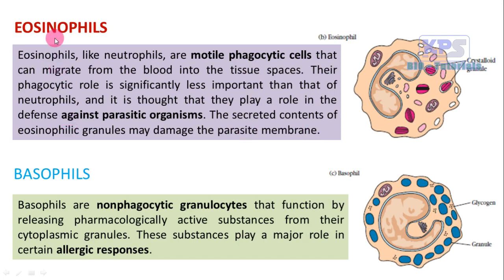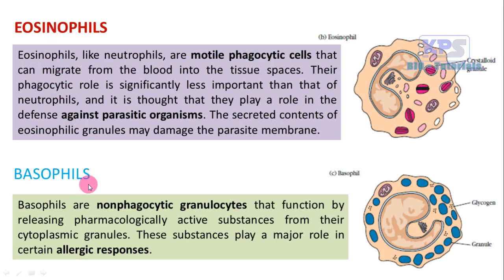So eosinophils are mainly directed against parasitic organisms, and they are called eosinophils because they are stained by acidic stains.